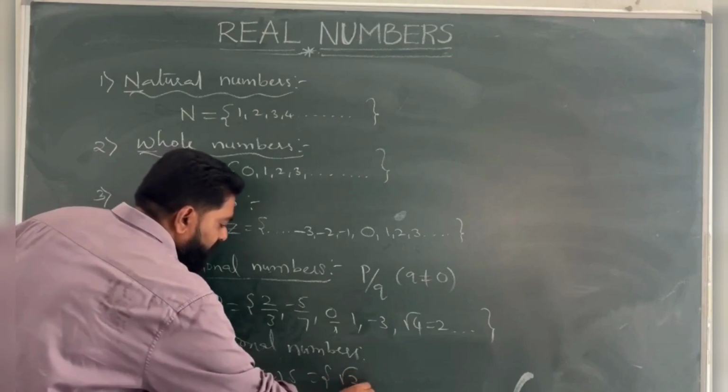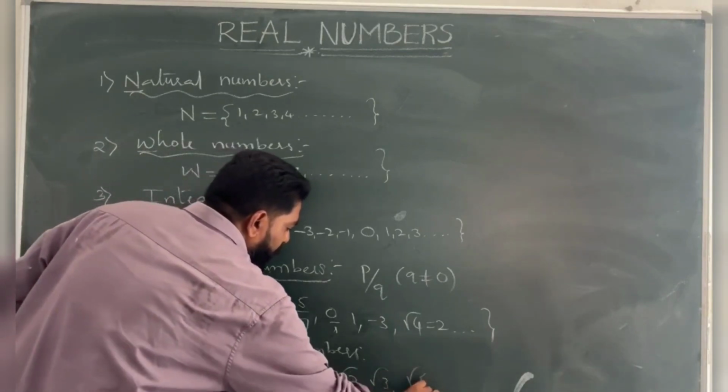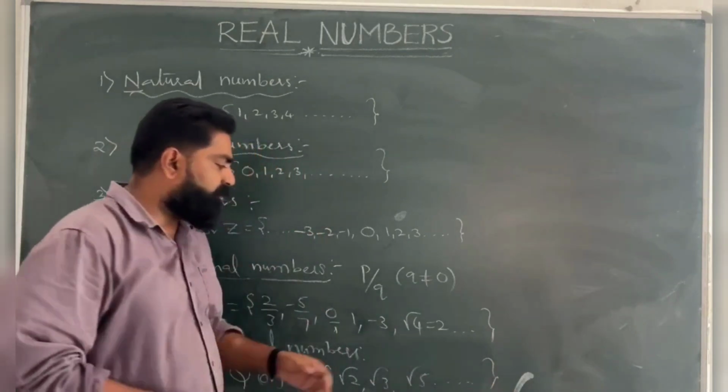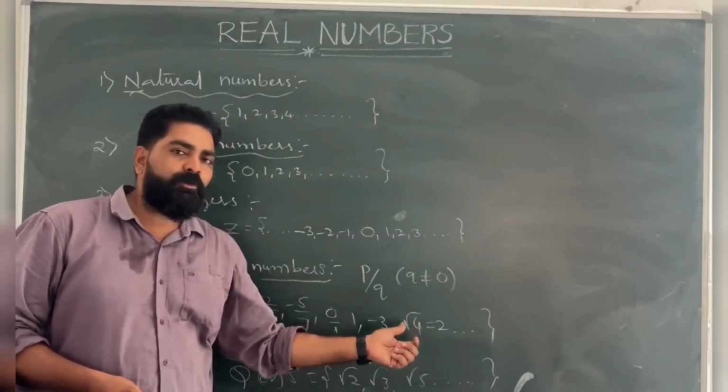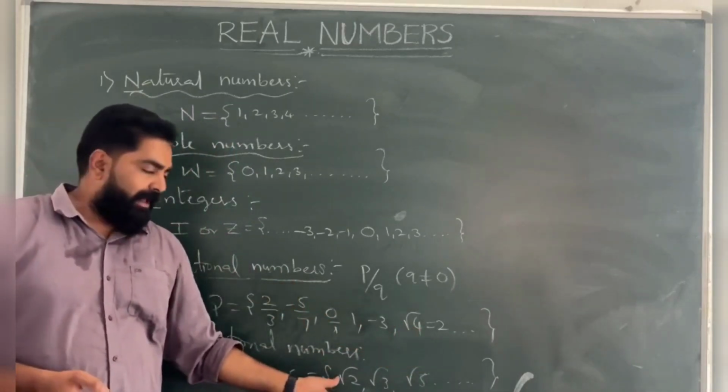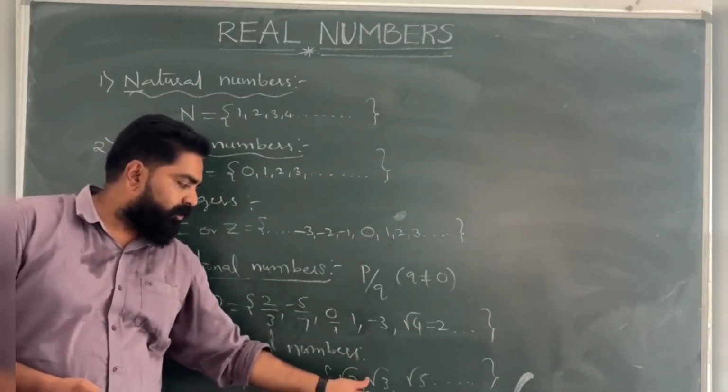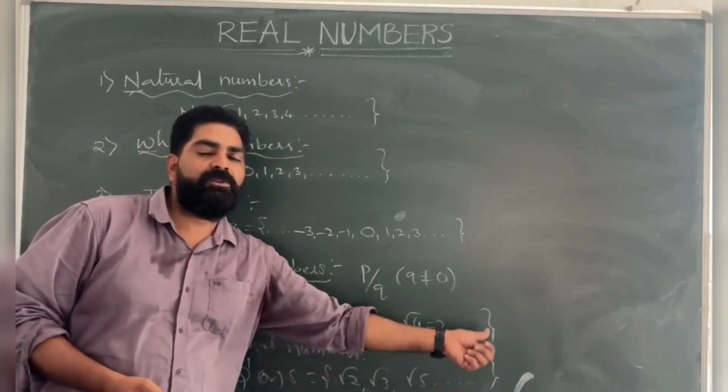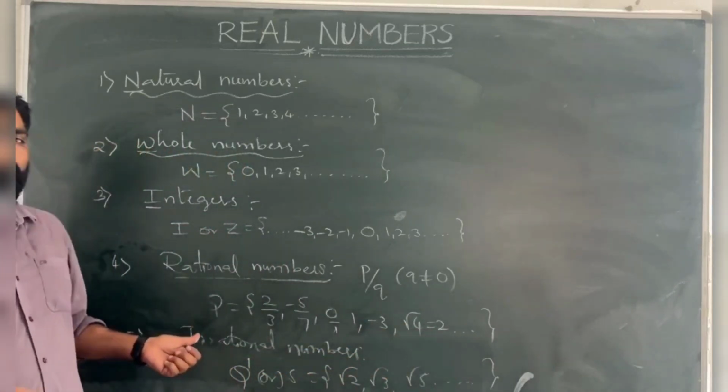So, we take root 2, root 3, root 5, and so on. Because root 4 is a perfect square, root 4 is a rational number. So, except the perfect squares, root 2, root 3, root 5, root 7, root 8, root 10 are the irrational numbers.